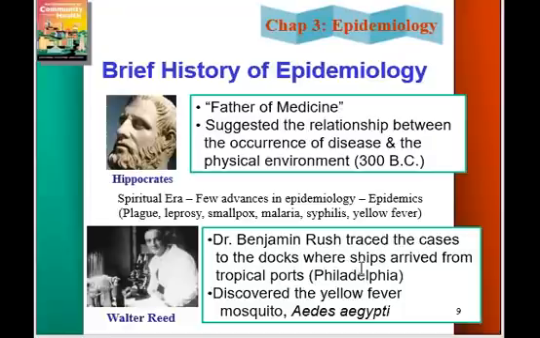Actually, that is not the case. No? But that is the source. Okay? It is only the person of Walter Reed who corrected the conclusion of Dr. Benjamin Rush that yellow fever is caused by vapors from decaying coffee beans. So Walter Reed corrected it and said no.